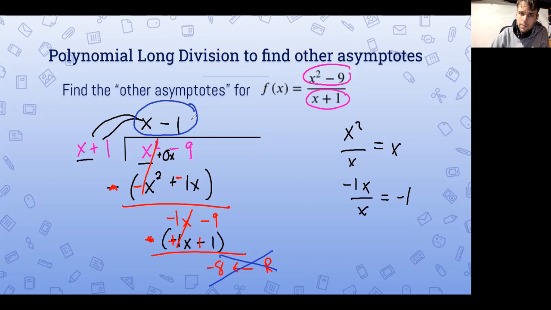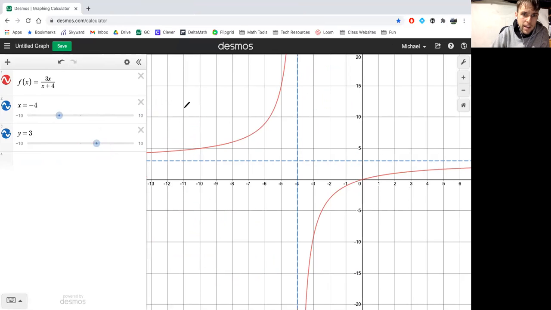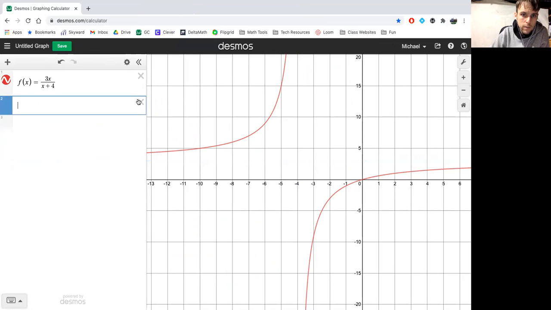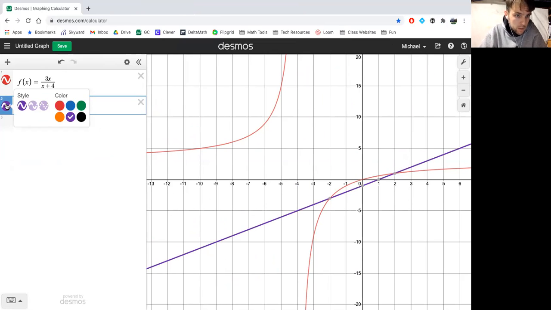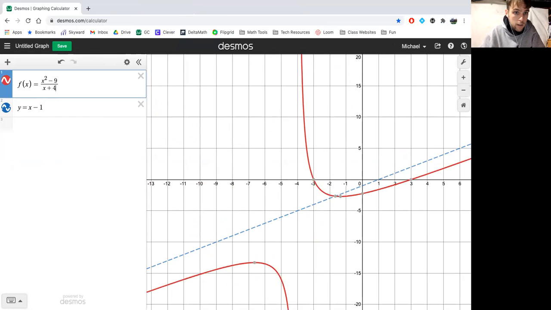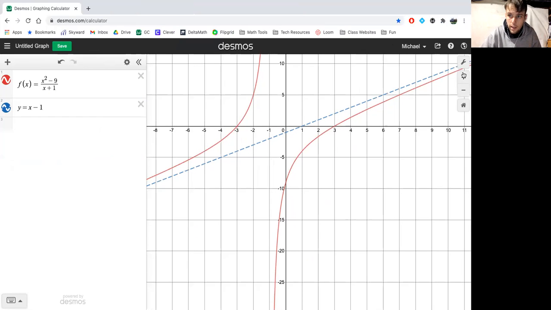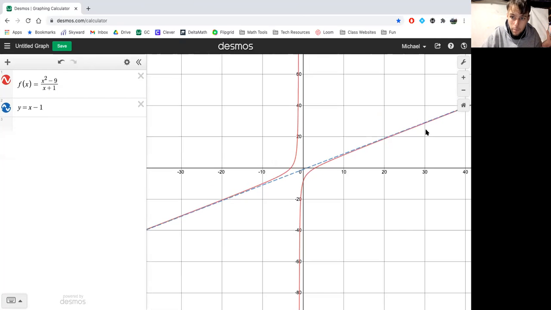So let's take a look at that. Let's go back to Desmos, x minus 1. Keep that in my head so I don't forget it, and go to work here. y equals x minus 1. That is going to be an asymptote, so I will make it dashed in blue. And our function was x squared minus 9 over x plus 1. Cool. Awesome. We can see how it follows it. And if we zoom out, we can see even better how it's really approaching that asymptote.